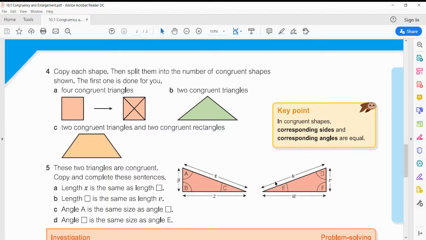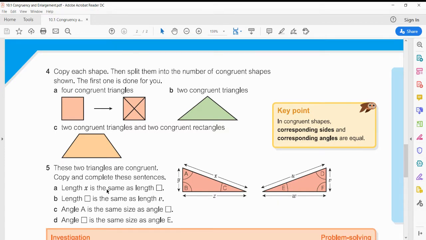Number 4, copy each shape, then split them into the number of congruent shapes shown. First one's done for you. 4 congruent triangles. There you go. 2 congruent triangles. There's several ways you could do it. I would just go straight down the middle though. 2 congruent triangles and 2 congruent rectangles. Now the way I do this is I go down here, and then I just go down the middle here to split this into 2 rectangles. These 2 triangles are congruent.